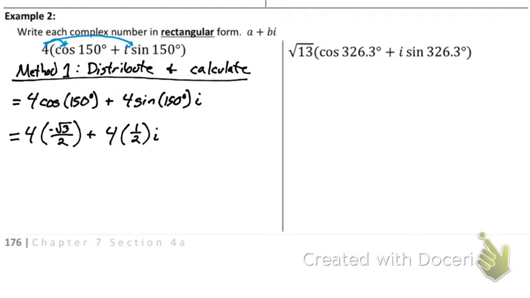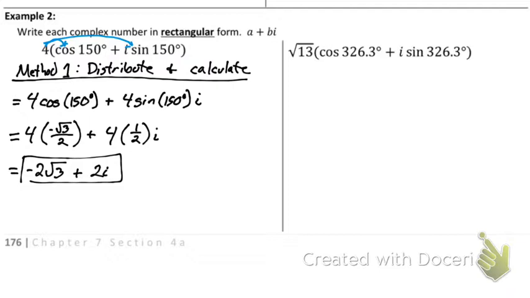Well, 4 times the negative square root of 3 over 2 is just going to equal negative 2 square root of 3. Plus 4 times 1/2 is 2i. That is my rectangular form. That is exactly what we had above. So this is our rectangular complex form, and this is our trig form. I think it's a lot easier going this direction than backwards, because backwards you have to do all the tan inverse and stuff. So this way, it is just solve it, right? It is distribute that 4 and just solve for the stuff.